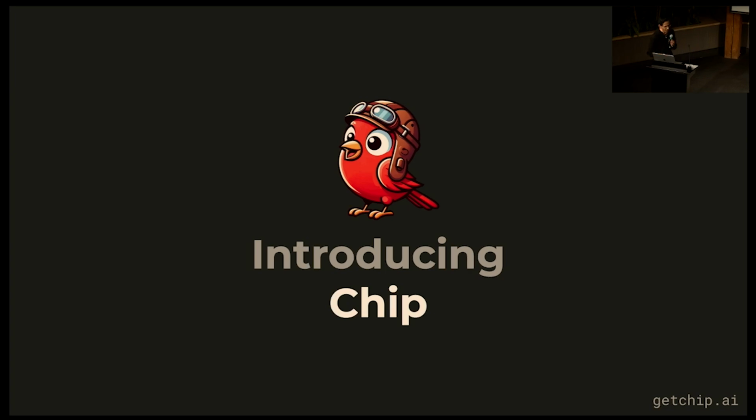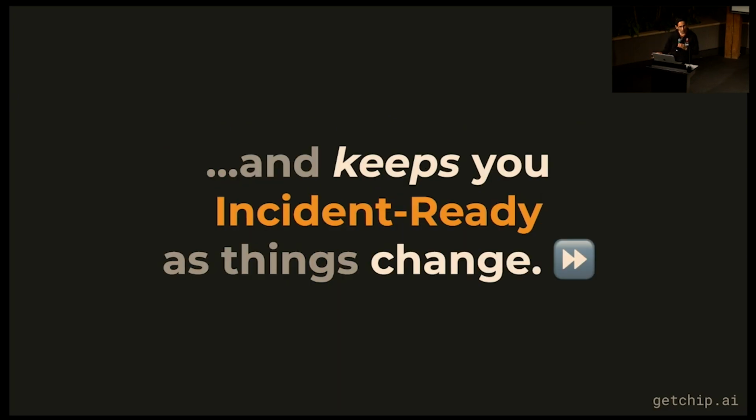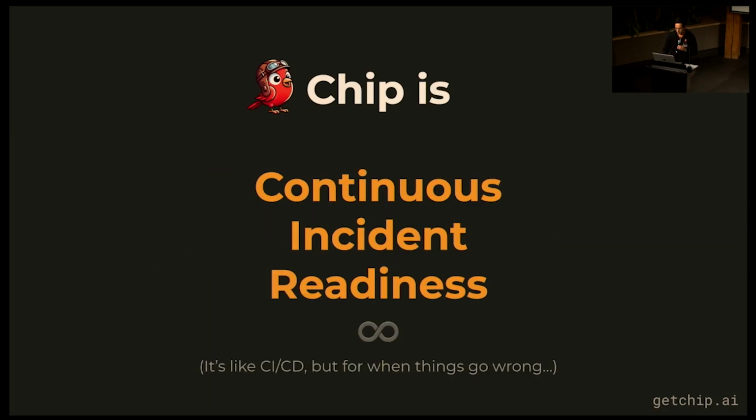So that's what Chip is. Chip is basically a monitoring agent that makes you incident ready really fast. And more importantly, it keeps you incident ready as things continue to change, which is usually what happens in fast-moving teams where you're writing a lot of code and you can't really keep everything up to date. So think of Chip as basically continuous incident readiness. It's like CI/CD, but for when things go wrong.